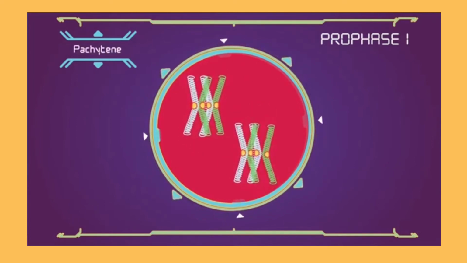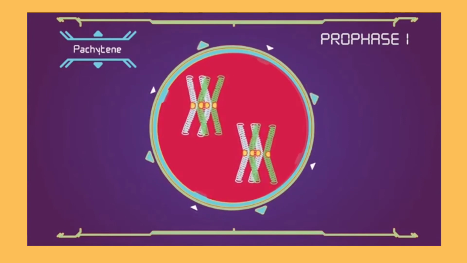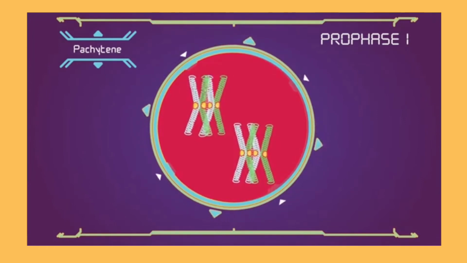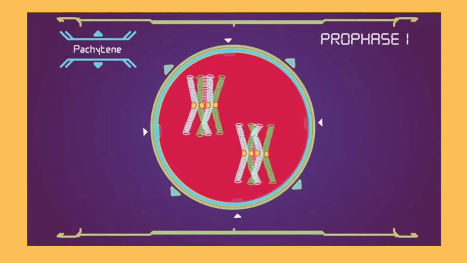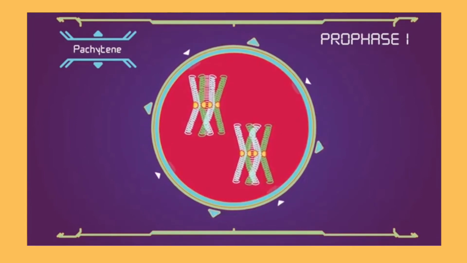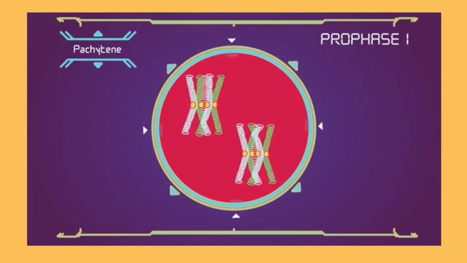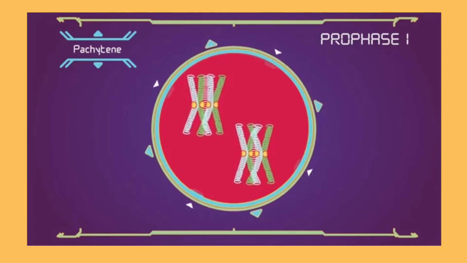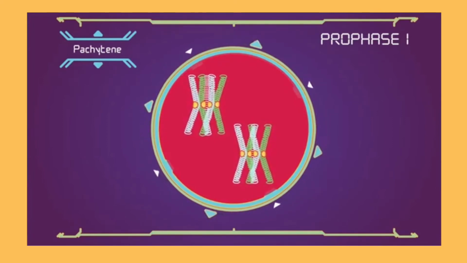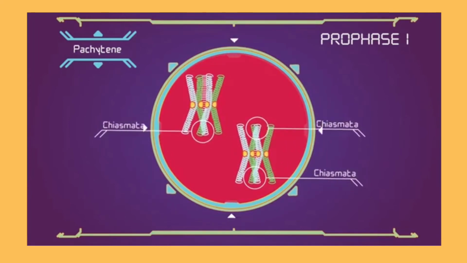Pachytene. This is the stage when homologous recombination, including chromosomal crossover, occurs. Non-sister chromatids of homologous chromosomes may exchange segments over regions of homology. At the sites where exchange happens, chiasmata form.